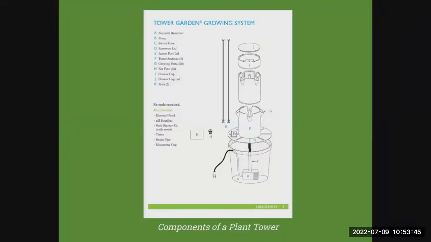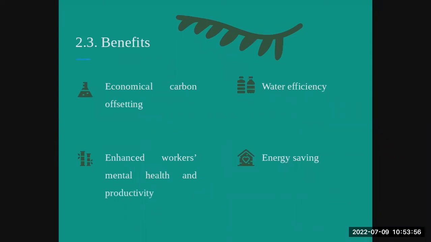This is a demonstration of the structure of a tower garden with different components. The benefit of a vertical growing system is that, first of all, it is an economical carbon offsetting technique. As we all know, plants inhale carbon dioxide and exhale oxygen, which creates a win-win solution for the community. A mature tree can consume up to 22 lbs of carbon dioxide per year and then release oxygen that is enough for one person to breathe in 2 years.